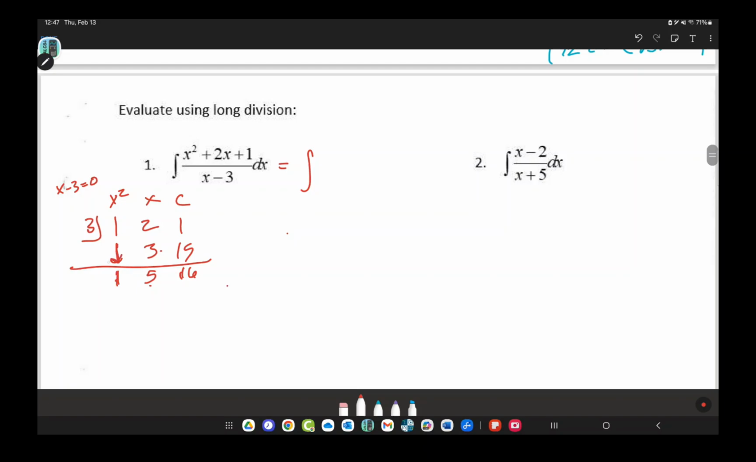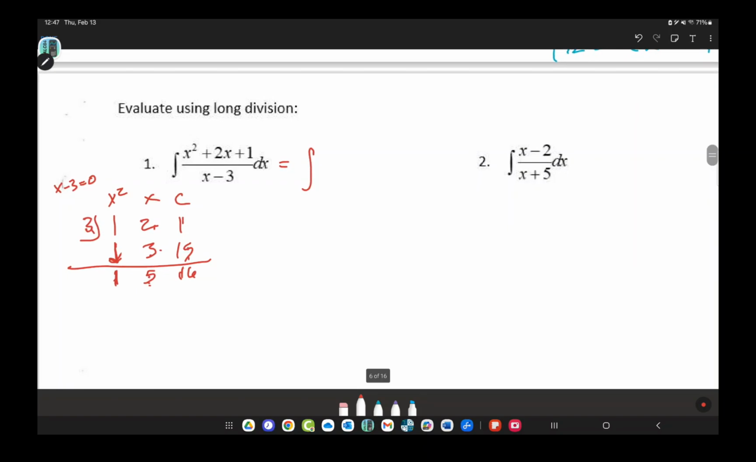1 times 3 is 3. Add, you get 5. 3 times 5 is 15. Add, and 16. Now, that last number is always your remainder. So I'm going to end up with x plus 5 plus 16 over x minus 3. So that's what we're going to integrate.